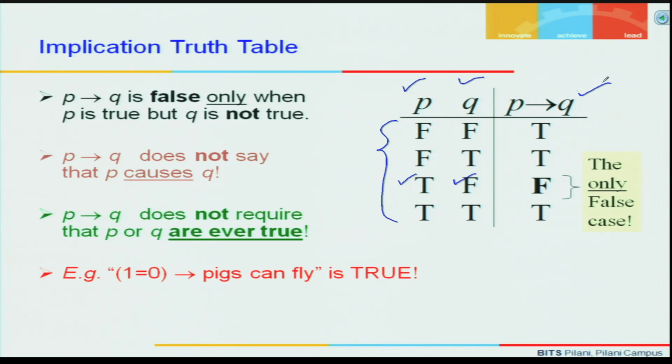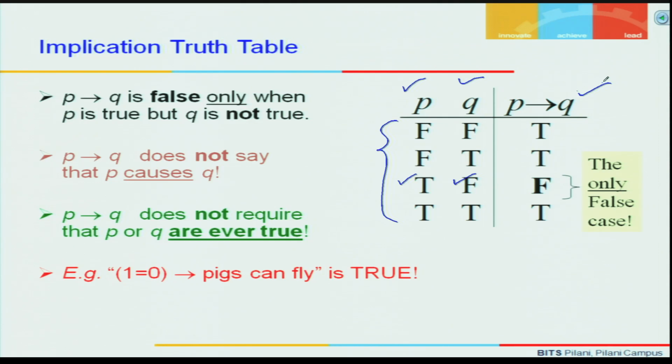Are you getting what I am saying? This is the way the implication operator has been defined. For all other combinations, it is going to be true. Only one combination is going to be false. That combination is when P happens to be true and Q happens to be false. Only in that case P implies Q assumes false.